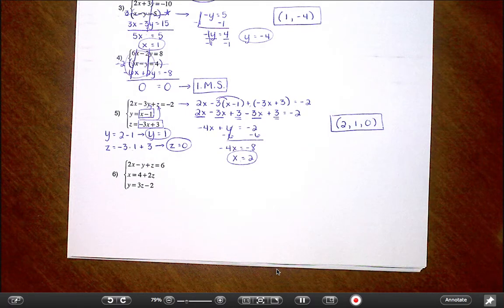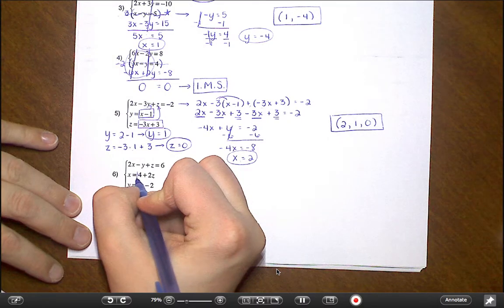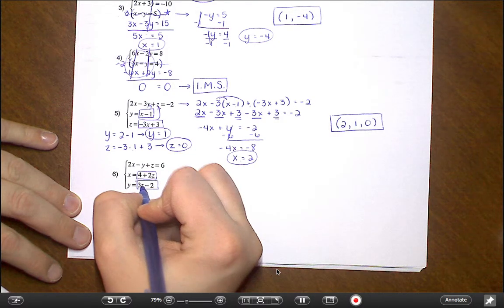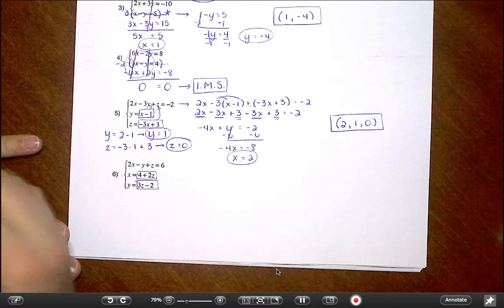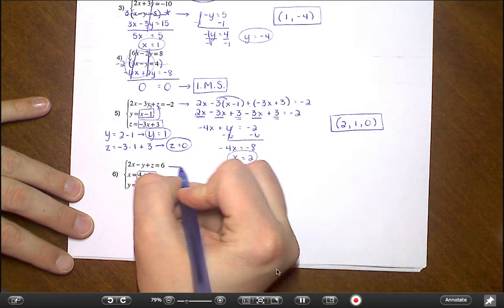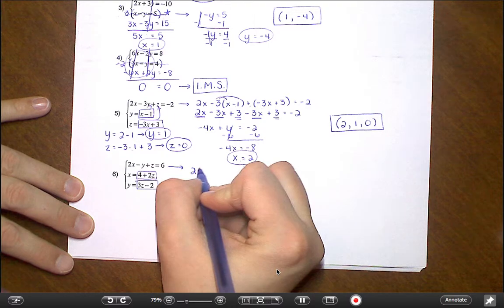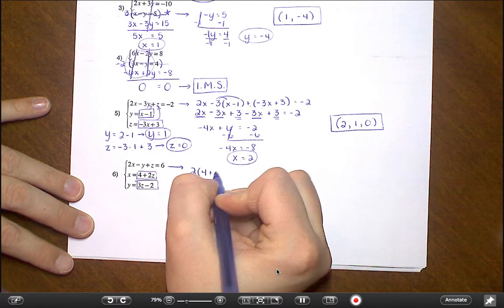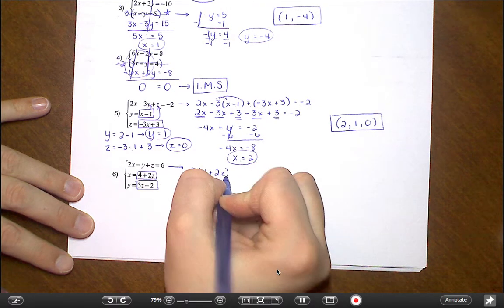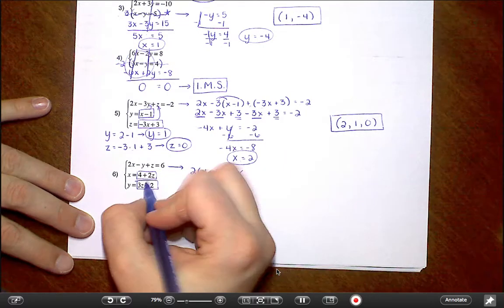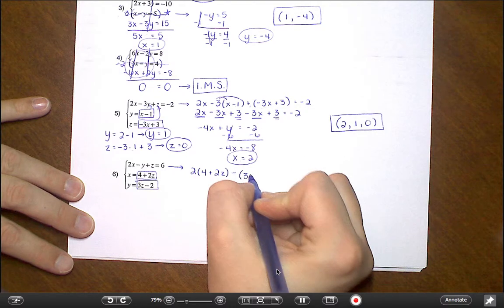Okay, number 6, really, really similar here. I'm plugging this in for x, and I'm plugging this in for y, and I'm going to end up with one big equation, but it's only going to have z's in it. So here's my big monster equation, 2x, which is 4 plus 2z. Now, this is minus parentheses 3z minus 2.